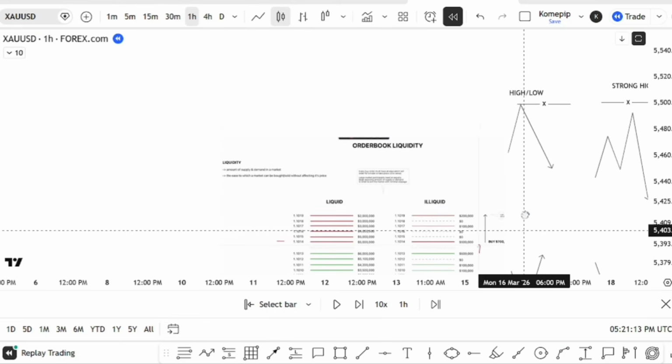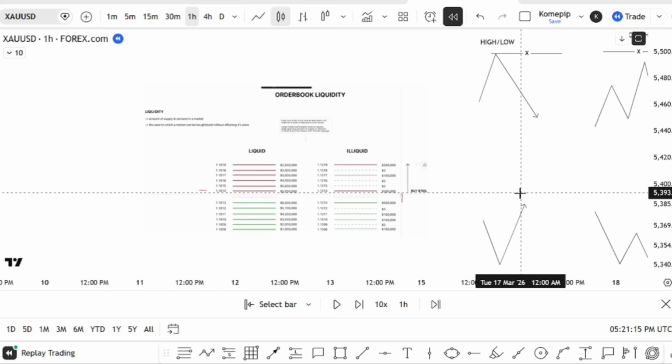You need to understand that liquidity is simply money. It's the amount of supply and demand in a market, the ease to which a market can be bought or sold without affecting its price. That's the simple definition of liquidity.